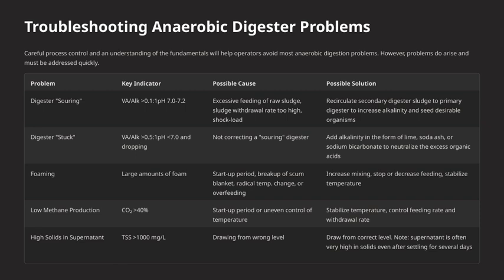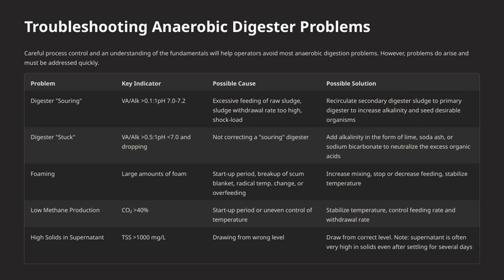often indicated when CO2 levels rise above 40%. This might happen during startup or if temperature control is uneven. Stabilizing the temperature and controlling both feeding and withdrawal rates are crucial to improving methane output.